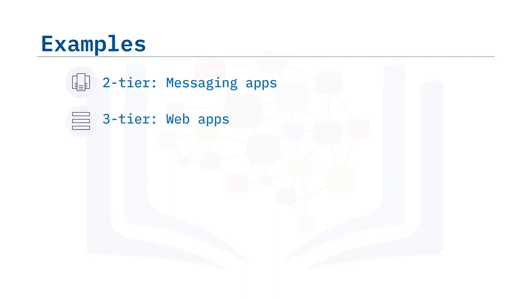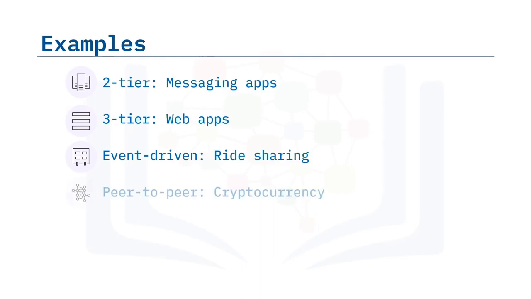Many web apps use the three-tier pattern. They use a web server to provide the user interface, an application server to process user inputs, and a database server that handles data management. The functions of these three types of servers will be discussed in more detail in another video. Ride-sharing apps such as Lyft and Uber are examples of event-driven patterns. The customer sends a notification that they need a ride from a particular location to another location, and that event is routed to a consumer.